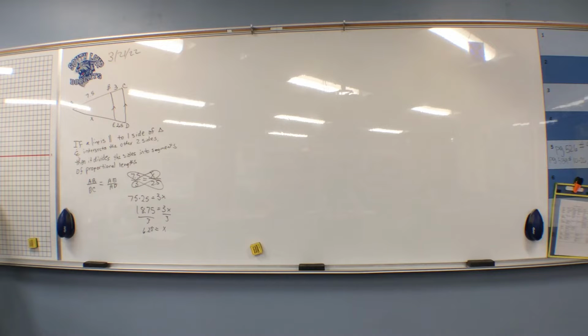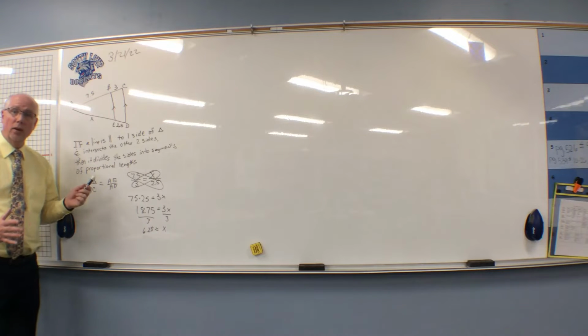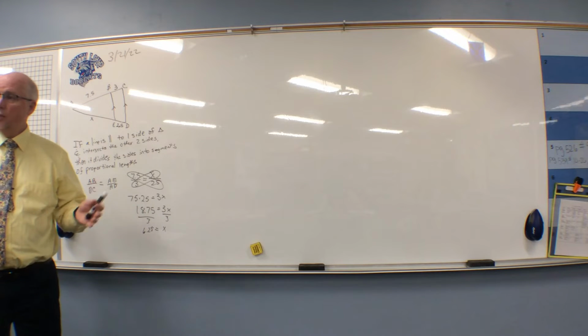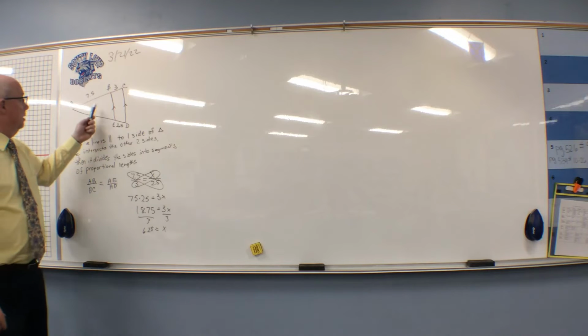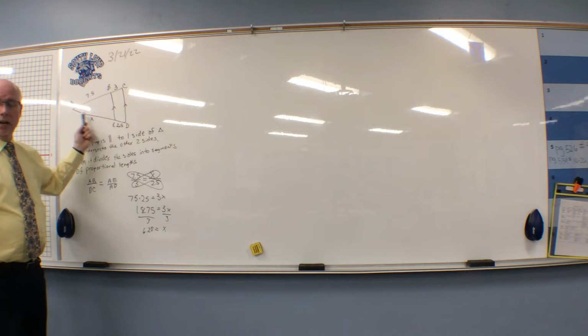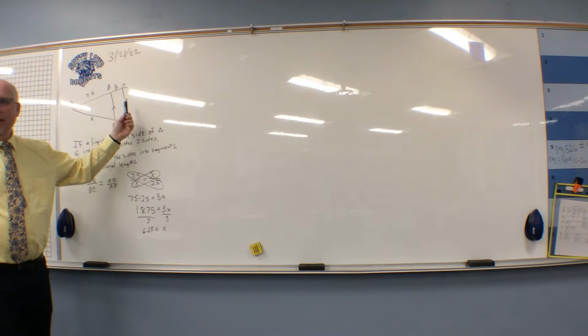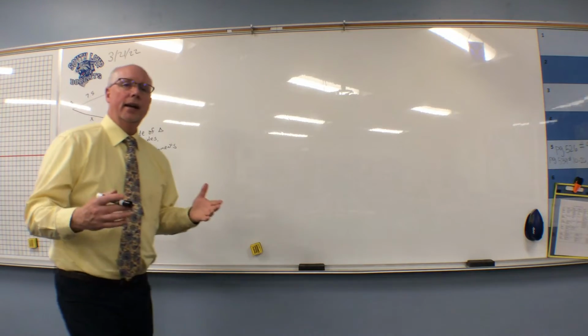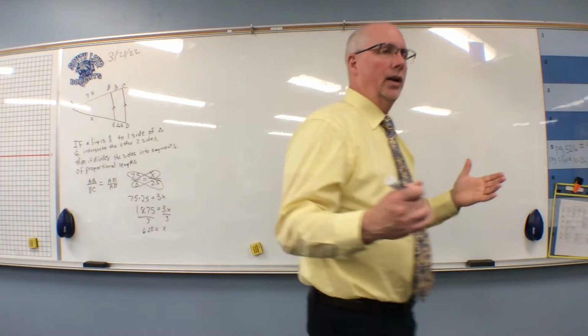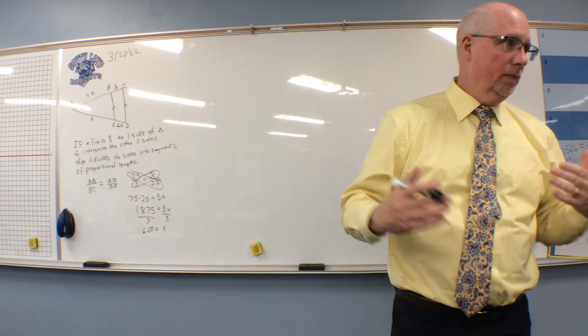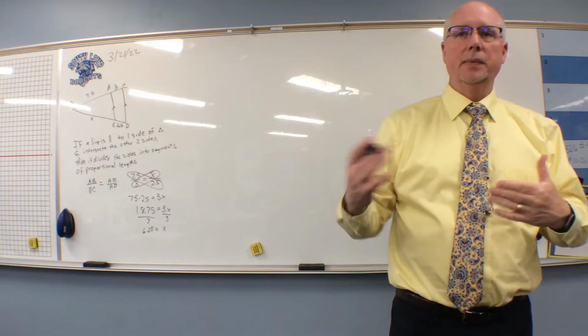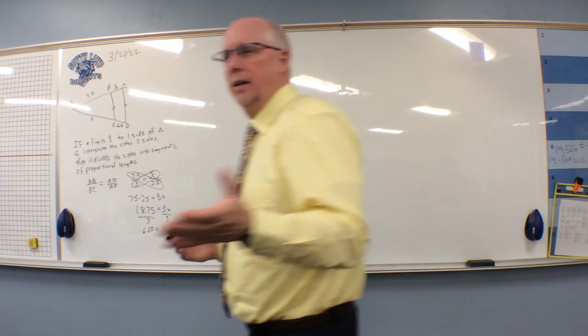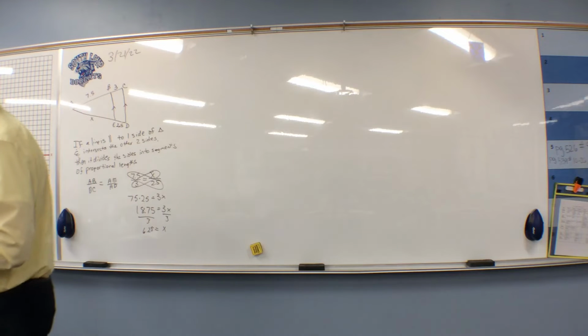Do you understand this theorem? Yeah. It's a very nice theorem. Makes it a lot quicker than using SAS or AAS. Now this inside triangle is similar to the outside triangle. Do you understand that? And we could use AAA or SAS similarity, okay? But we don't have to, because this theorem allows us to do the pieces. Any questions about that? Okay, very good.